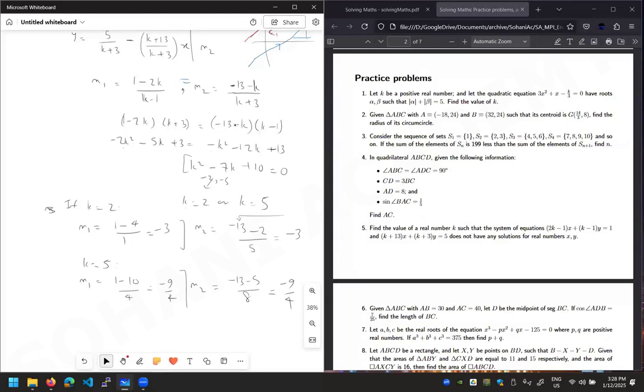Sir, I have done this question with a different method. Okay, I'll come to that. But before that, I just want to finish this way. What is happening then? Which of them is the right answer? Is k equal to 2 or k equal to 5?